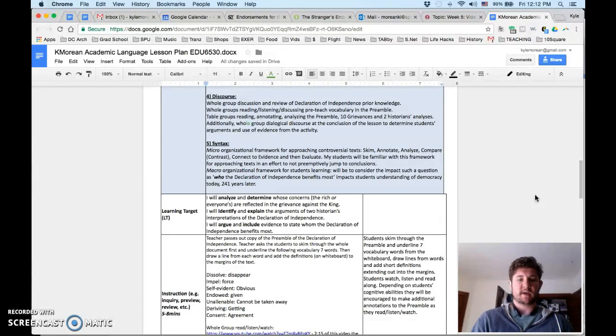And that framework is as follows. It is skim, annotate, analyze, compare, contrast, connect to evidence, and then evaluate. So my students will hopefully be familiar with the framework at this point. This lesson probably falls within the first few weeks of school, so this might be one of the first times that we're really applying it.